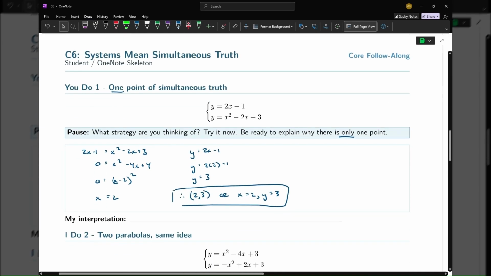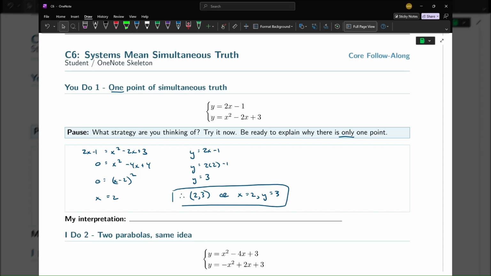Okay, so welcome back. Strategy here: I have y equals something and y equals another thing. Just set them equal to each other. And we get a perfect square down here, which means we get x equals 2 out. And I just need to plug that x equals 2 into either equation. Again, I'm going to pick the line. It's easier. And I get 3. So the solution is the point 2, 3, or alternatively, x is 2 and y is 3.